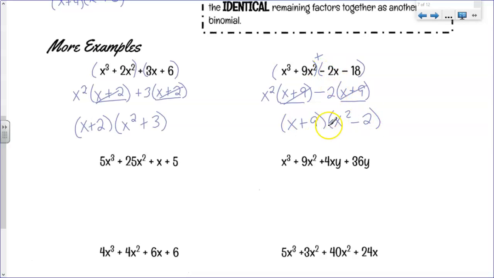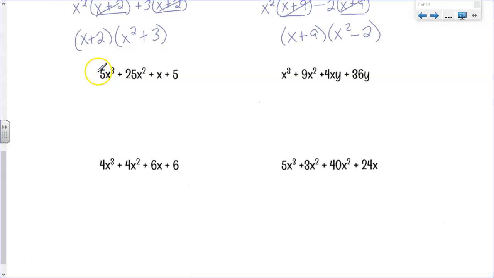Again, I can multiply to go back. Okay, so let's look at this next one here. Group the first two, group the last two, plus in between. We ask ourselves what will go into 5 and 25. That'll be 5. There's 3 x's and 2 x's, so I can take out x squared.